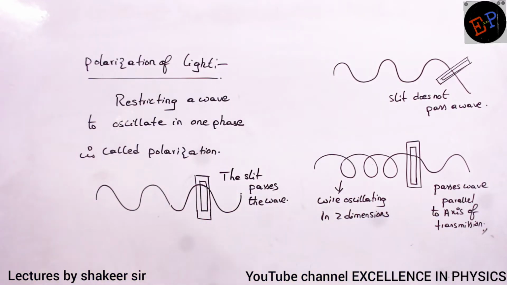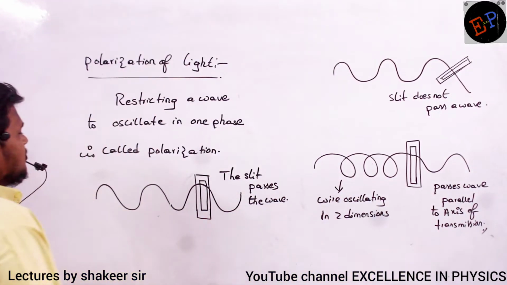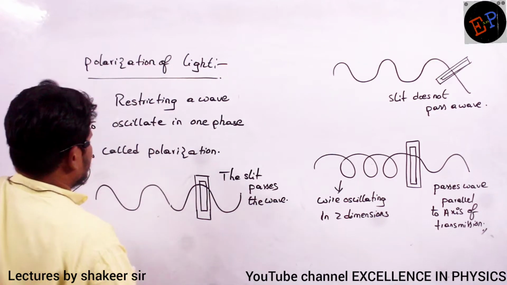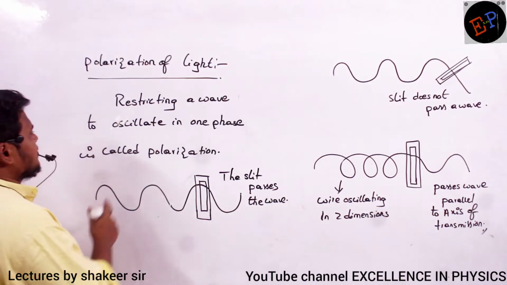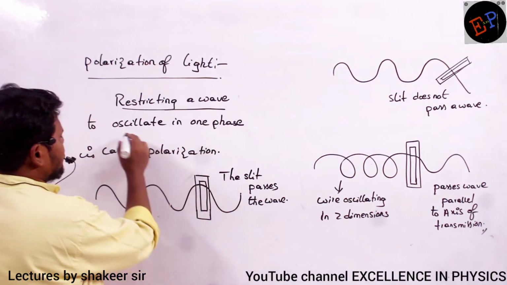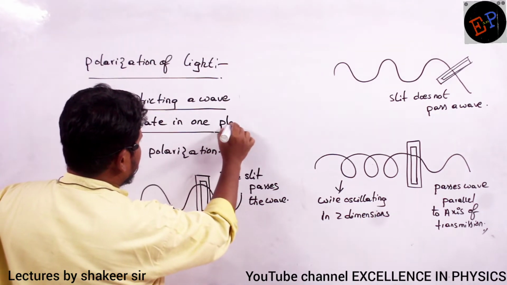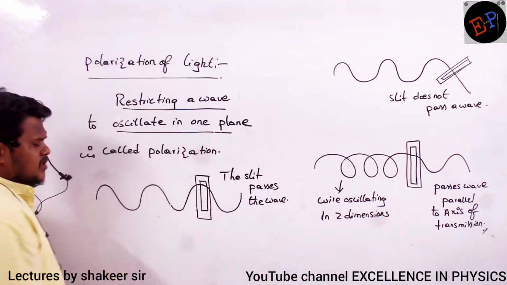Okay, next we are studying about polarization of light. So what is meant by polarization? Restricting a wave to oscillate in only one plane, that is called polarization.